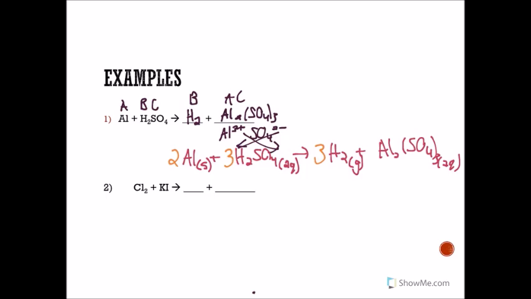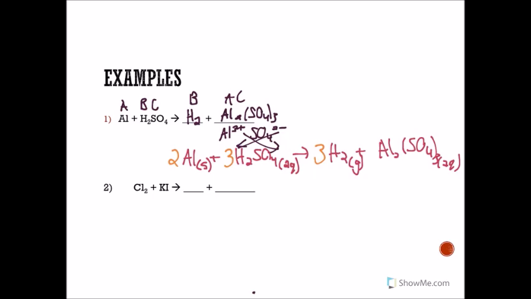If we look at the next example, Cl2 plus KI, we need to take a look at our periodic table. And like I said, fluorine is the most reactive, and as you work your way down, it becomes least reactive. So fluorine, then chlorine is next. It's more reactive than iodine, which means this reaction will go ahead.